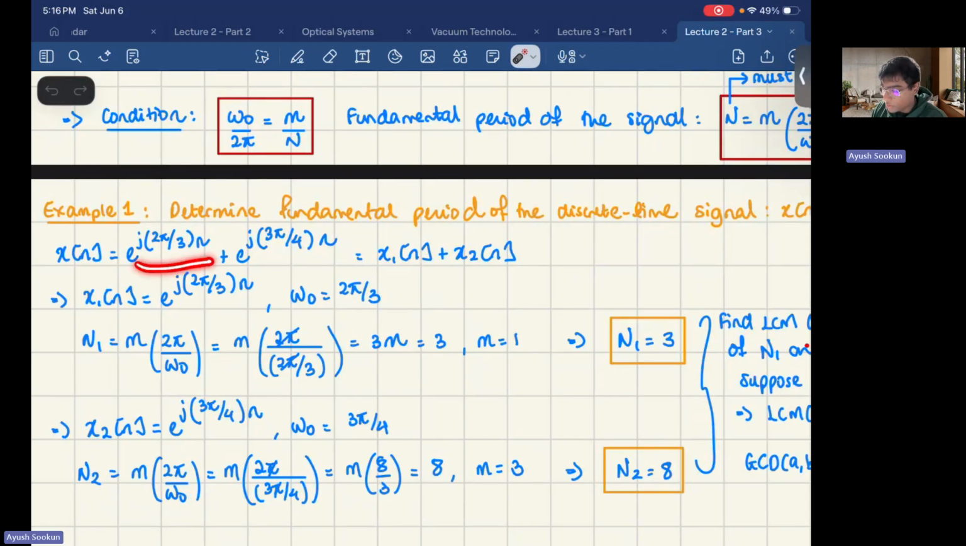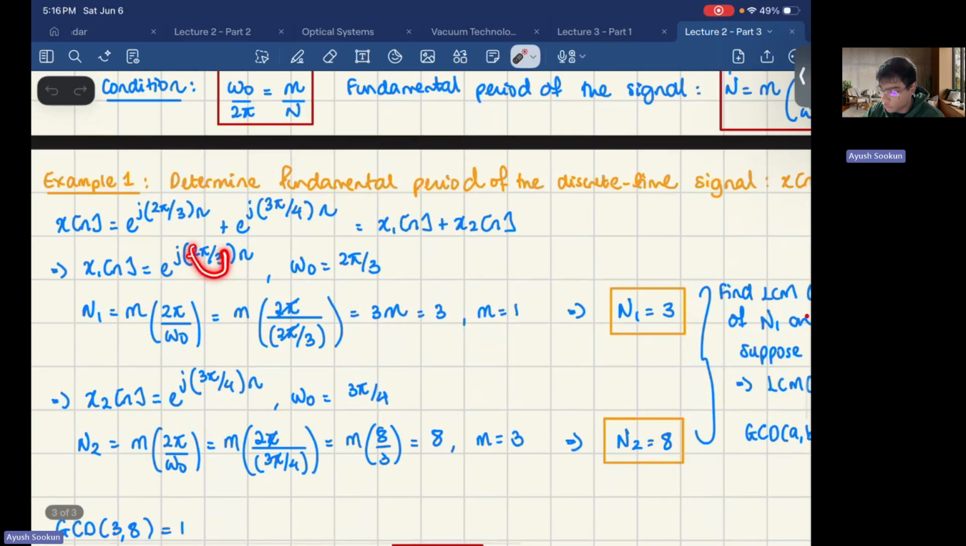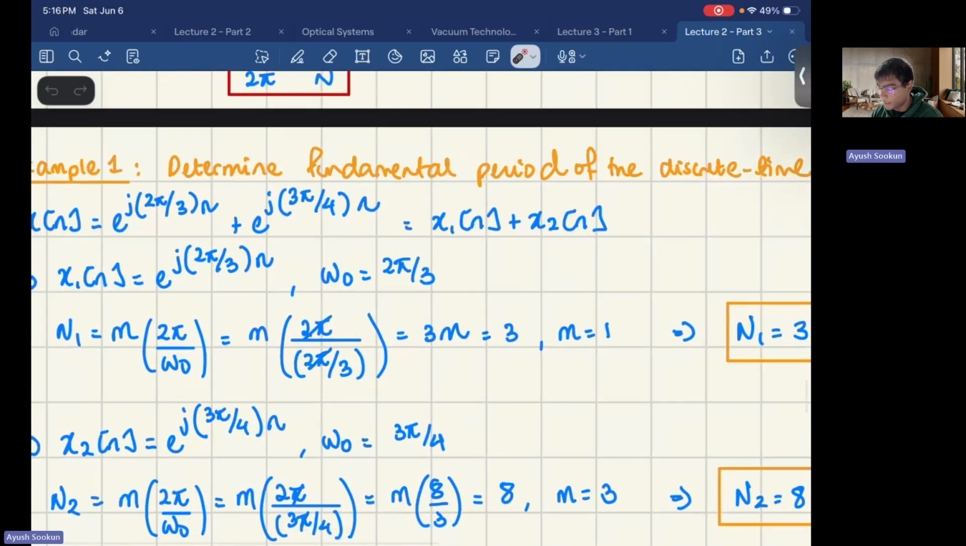So we have x of n, which is equal to this plus this. And all I'm going to do is take this one and call it x1, and I'll take this one and call it x2. So x1 is equal to e to the j 2 pi over 3 times n. And omega 0 is 2 pi over 3 in this case. Now I'm going to take this equation right here for n, and I'm just going to replace stuff.